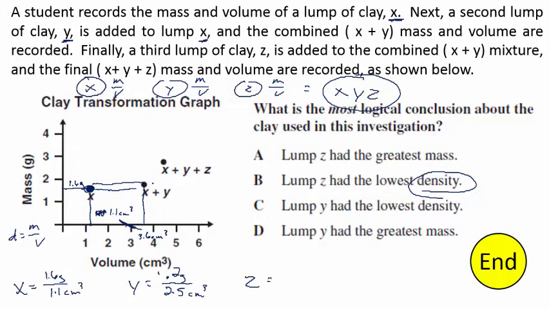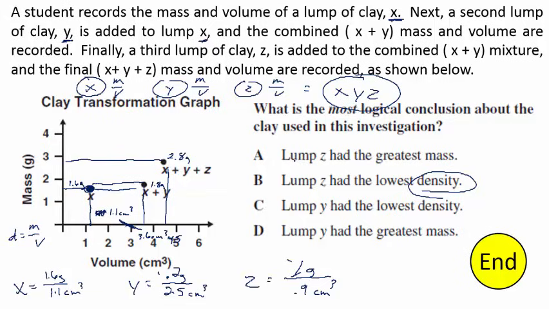So let's see what happens with Z. When I add Z, I go from about 1.8 grams all the way up to, we'll say, about 2.8 grams. So we'll say Z has a mass of 1 gram. But its volume went from 3.6 to, we'll say, about 4.5, giving it a volume of about 0.9 centimeters cubed. Now that we have all that information, let's see what the answer is.